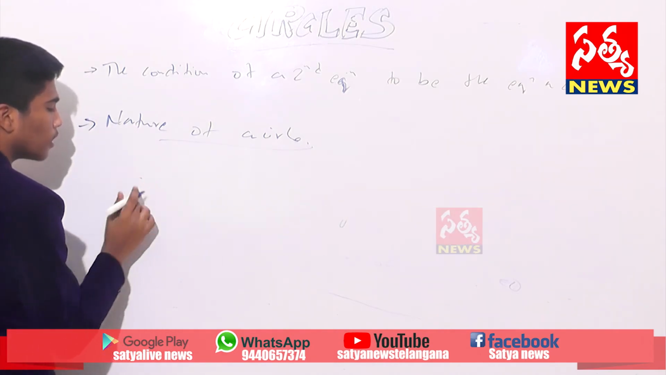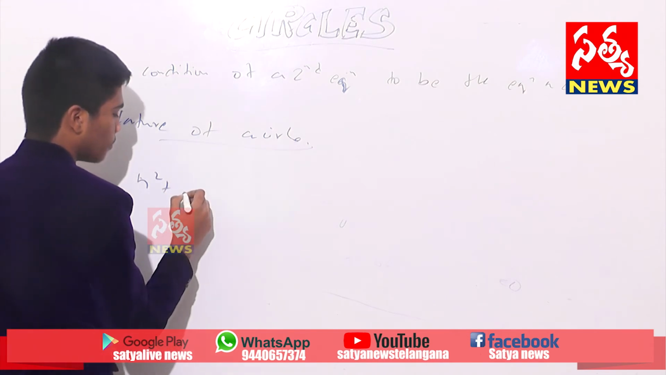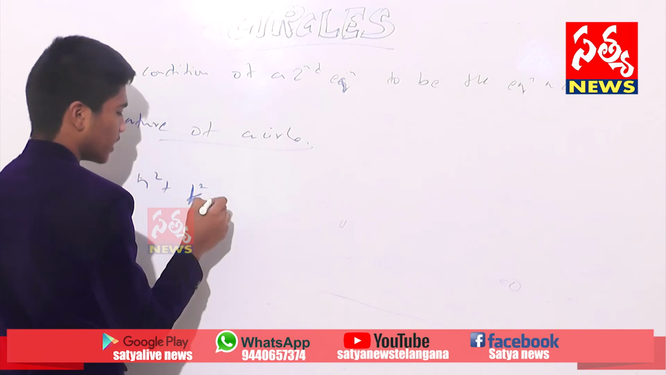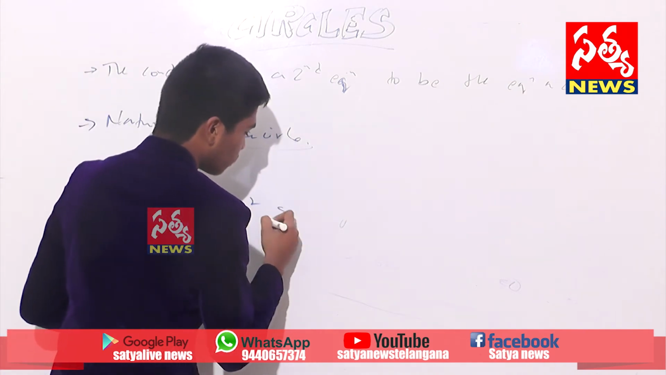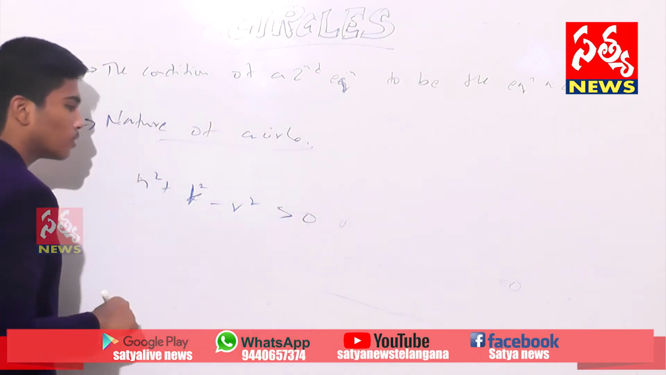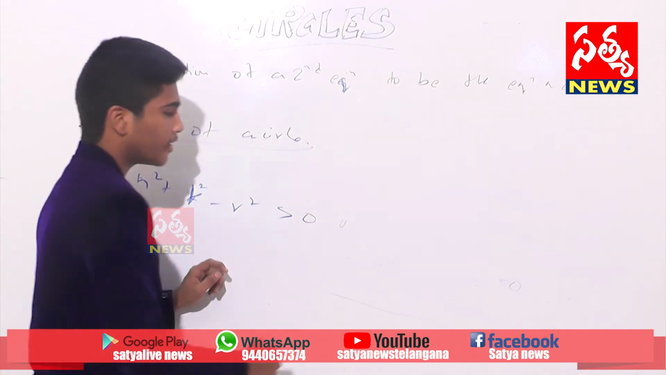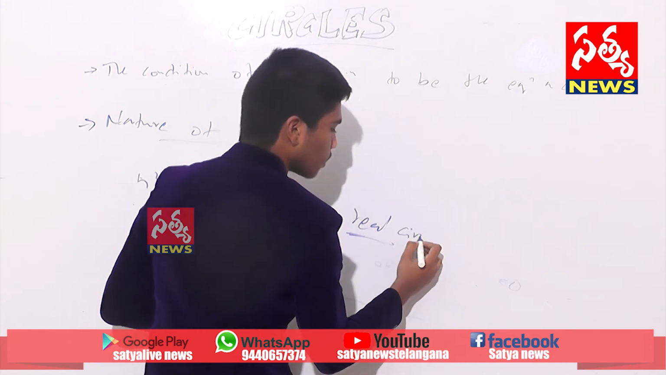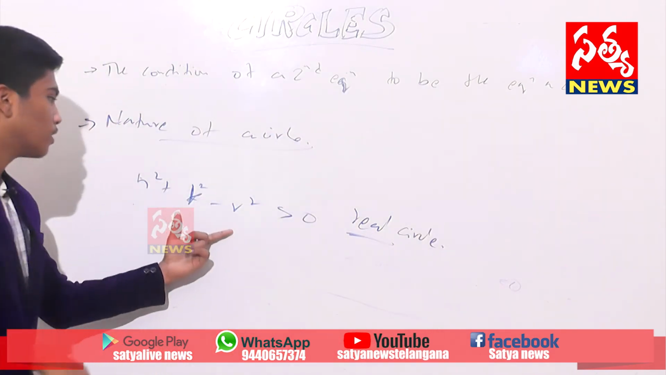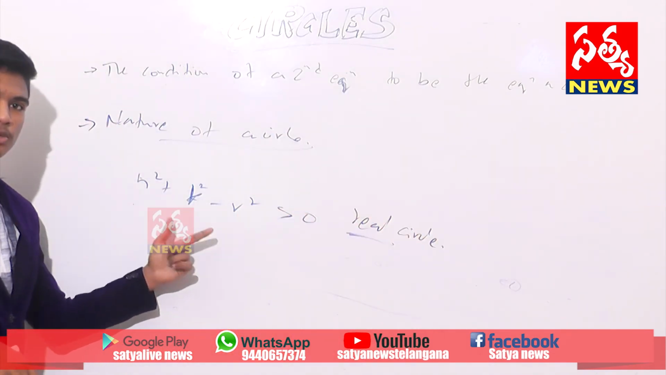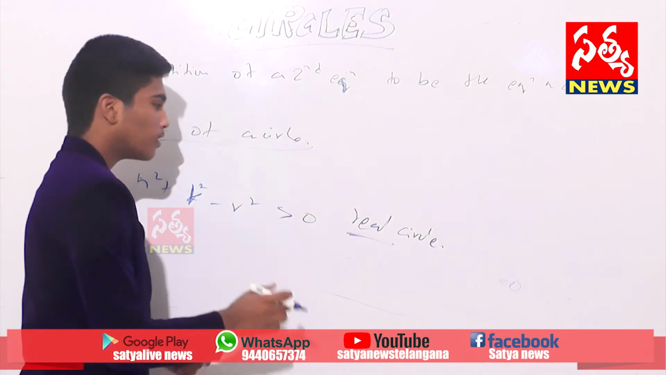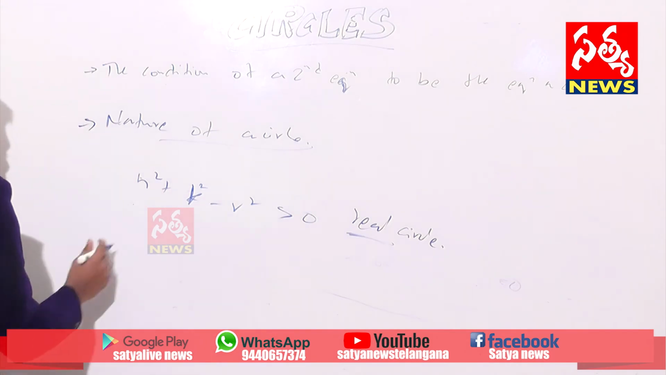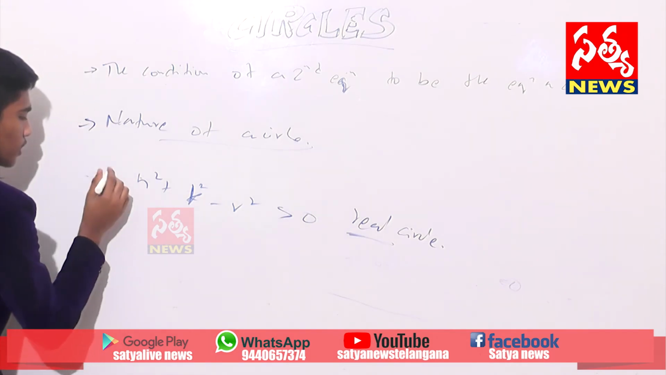We know that h square plus k square minus r square must be greater than 0. Then only it is said to be a real circle, right? We all know that h square plus k square minus r square is the radius square, and it must be greater than 0. Then only it is said to be a real circle, right? This is the first condition.